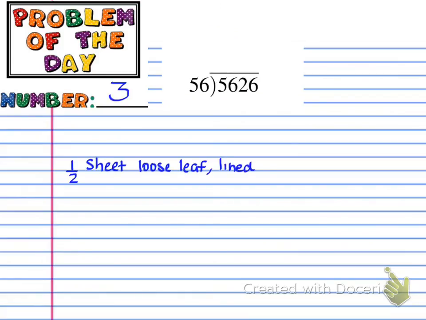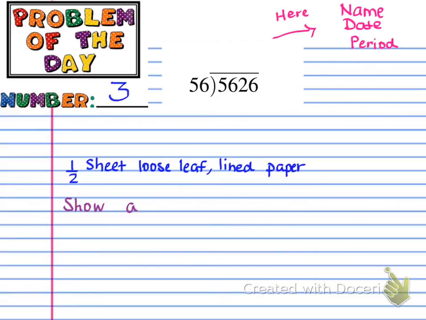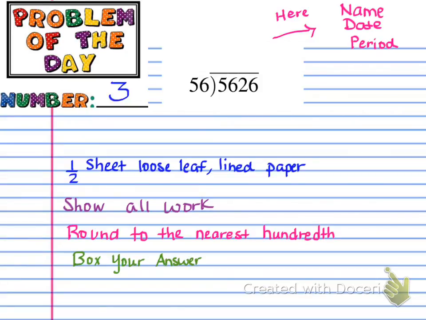This is problem of the day number 3. Again, it should be on a half sheet of loose leaf lined paper. Right now, you want to write your name, date, and period in the top right corner of that paper. And you need to show all your work for this one problem. You need to round to the nearest hundredth properly. And you want to put a box around your answer. And remember, you just want to drop that in the basket that's under the television that says problem of the day. Be sure that you've labeled it with problem of the day number 3. And that will show me that you have also watched the video and you are working on your problems.